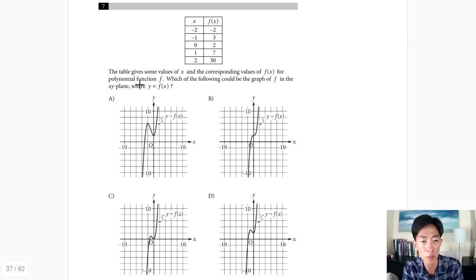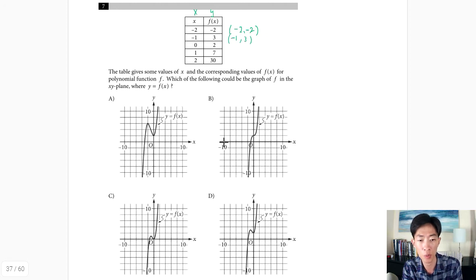Number 7, the table gives some values of x and the corresponding values of f of x for the polynomial function f. Which of the following could be the graph of f in the xy plane, where y equals f of x? So in problems like these, what you have to recognize is that these are the x values, these are the y values, so each of these are ordered pairs. In other words, the graph is going to cross -2, -2, or -1, 3.